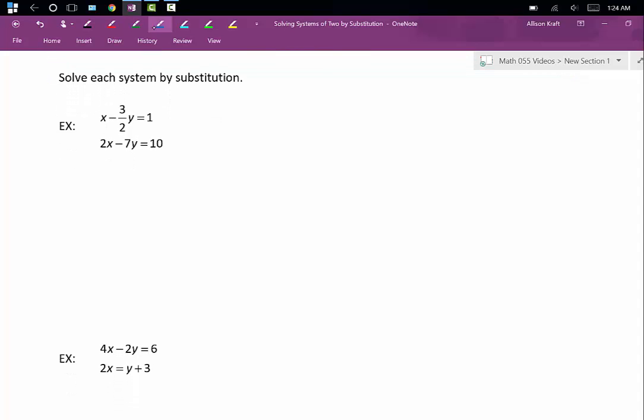We want to start by solving one of the equations for one of the variables. If there's a variable with a coefficient of 1, that's always the easiest choice. In this first equation, I do have a variable with a coefficient of 1. I'm going to solve this first equation for x. Adding 3/2 y to each side, this becomes x equals 3/2 y plus 1.